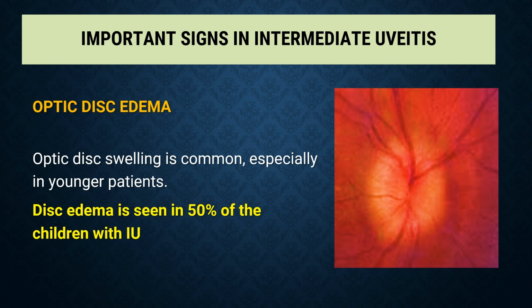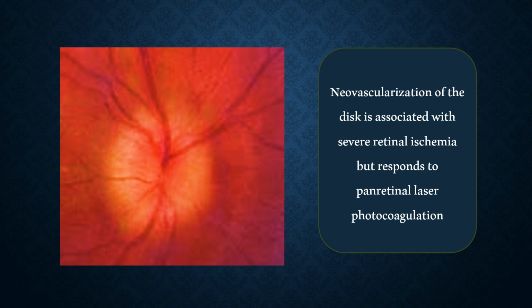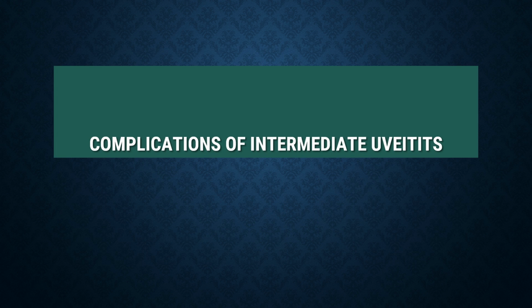Another important sign that you see in intermediate uveitis is the presence of optic disc edema, and this optic disc swelling is particularly common in younger patients and in the pediatric population. As a matter of fact, disc edema can be seen in about 50% of children with intermediate uveitis. Of course, you can also see neovascularization of the disc, as I talked about. This neovascularization indicates severe retinal ischemia, and you can do a panretinal laser photocoagulation in these cases.